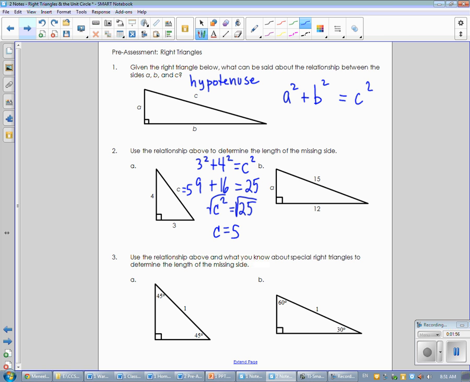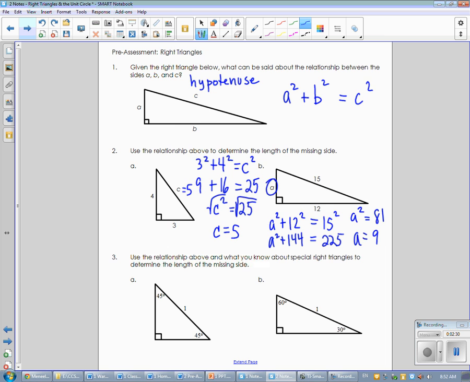If we take a look at letter B, notice now it's the shorter side that's missing. So if I think about my equation, it's going to be a squared plus 12 squared is going to equal 15 squared. Well, 12 squared is 144, and 15 squared is 225. And if I subtract 144 from both sides, I get that a squared is equal to 81. And if I take the square root of both sides, I get that a is equal to 9.